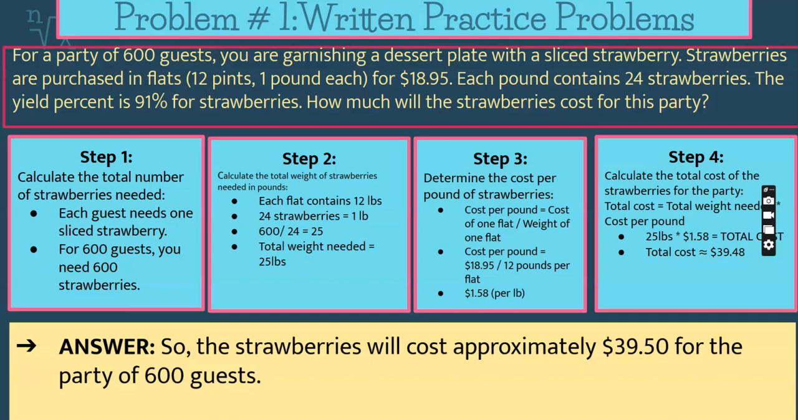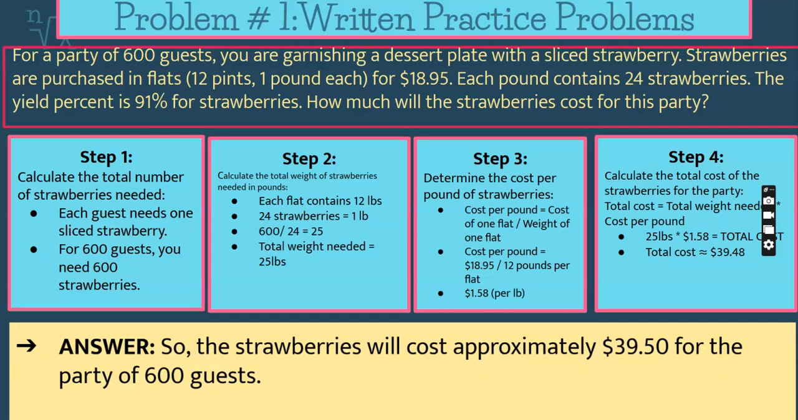For a party of 600 guests, you are garnishing a dessert plate with 1 sliced strawberry. Strawberries are purchased in flats. In your flat, which is essentially a whole case, there are 12 pints and each pint is 1 pound. For the entire flat, it's $18.95. Each pound contains 24 strawberries. The yield percent is 91%. For the strawberries, how much will they cost for this party?